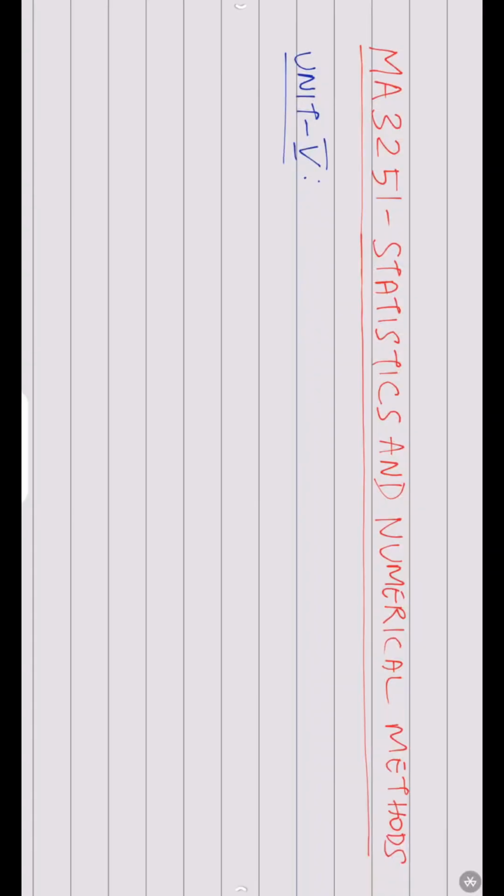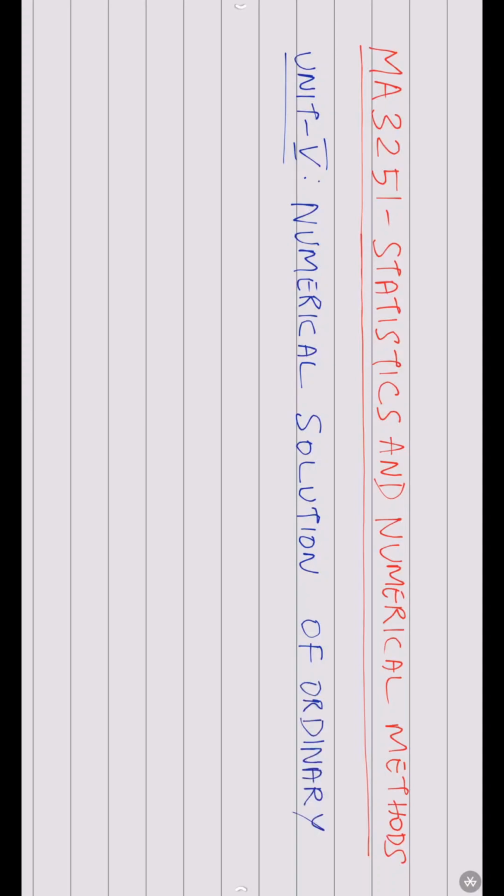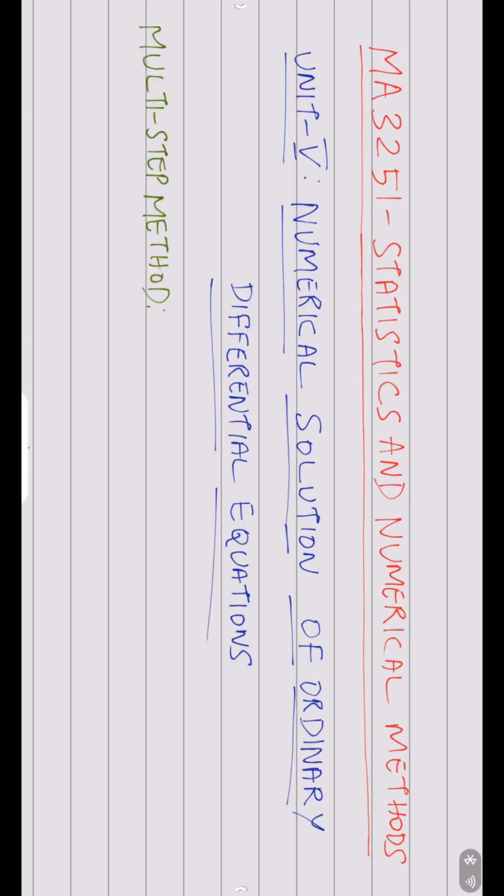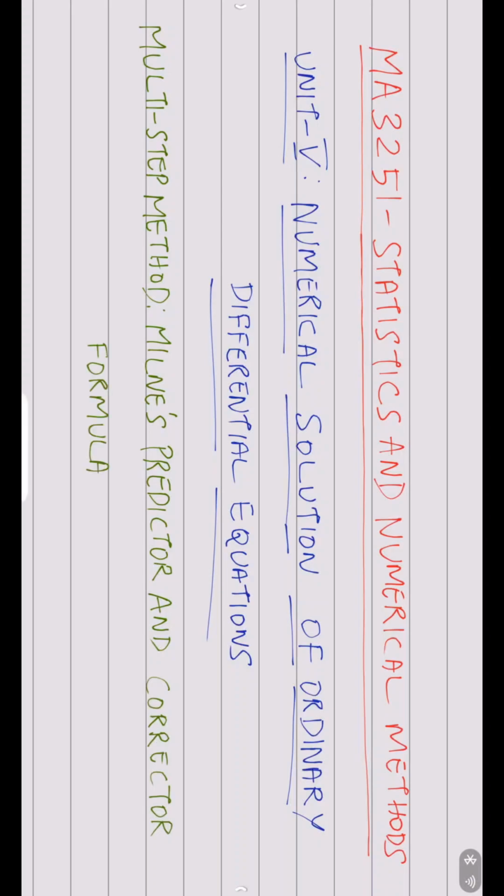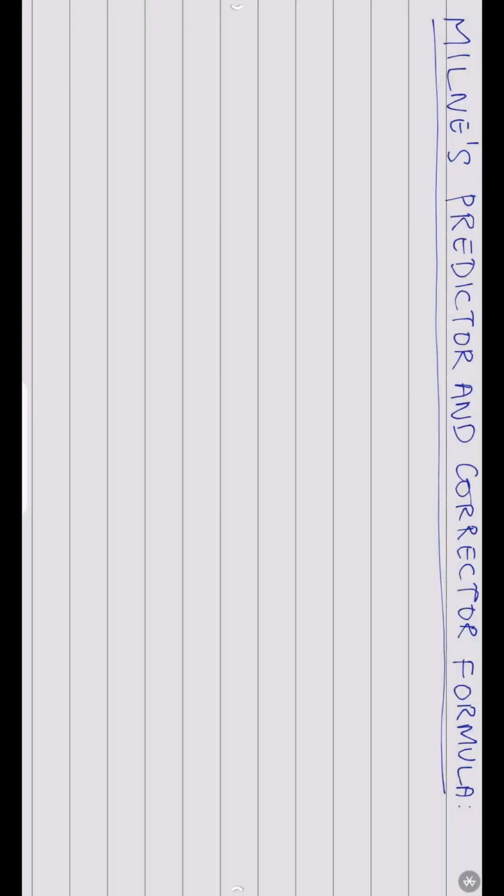Hello everyone. In this video, we are going to solve a problem on Anna University's UG Engineering course with code MA3251 Statistics and Numerical Methods, Unit 5, Numerical Solution of Ordinary Differential Equations. The topic is multi-step methods, Milne's predictor and corrector formula. We will directly go into the problem.